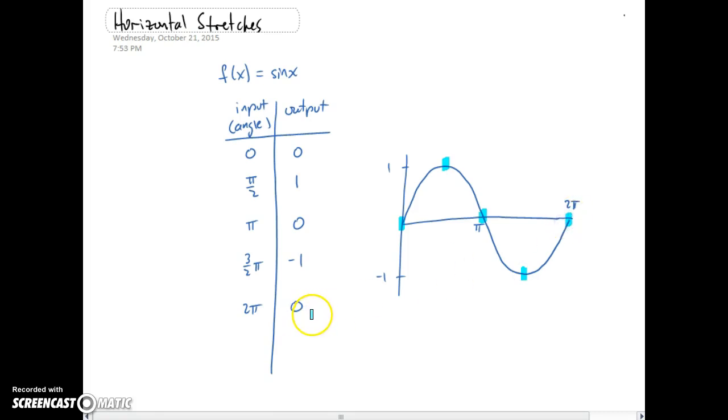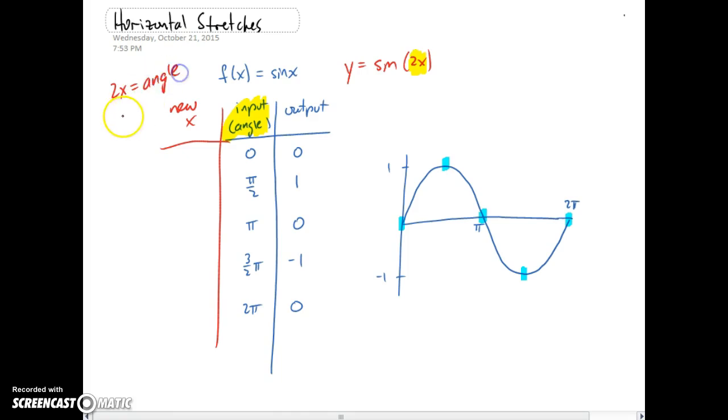When we do a horizontal stretch, we're actually affecting the input into the function. So what I'd like to do is look at the graph of y equals sine of 2x. And I want you to notice the input here is 2x. So that 2x represents the angle now. So what I want to do is make another column on here for x on our transformed graph. That's our new x values. And note that 2x equals the original angle measure. So our x values for the new graph are the angle measures divided by 2.